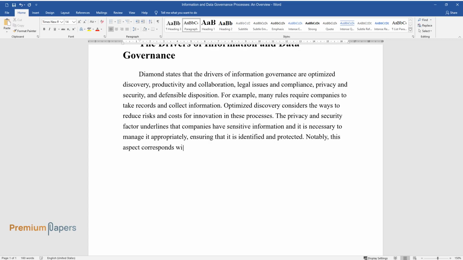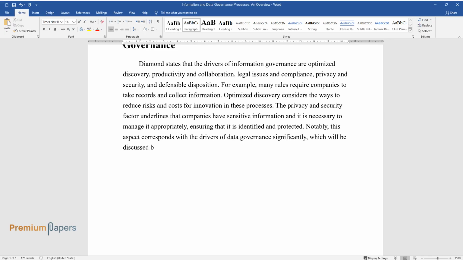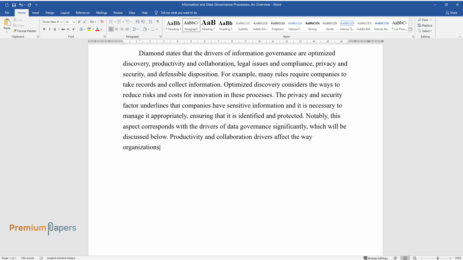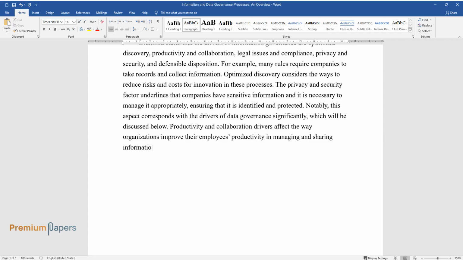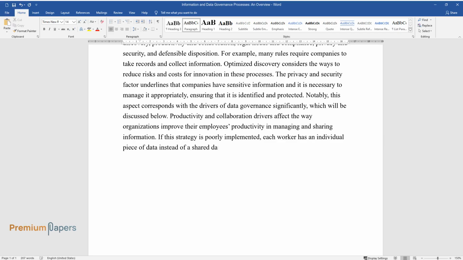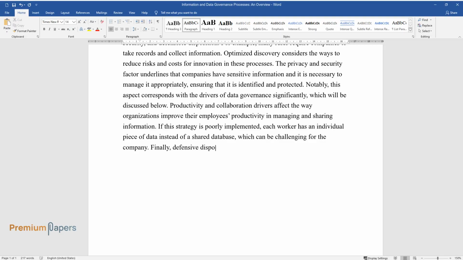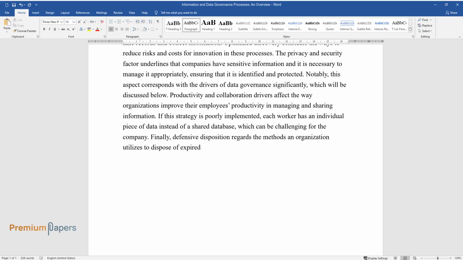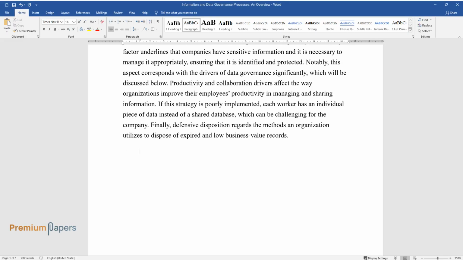Notably, this aspect corresponds with the drivers of data governance significantly, which will be discussed below. Productivity and collaboration drivers affect the way organizations improve their employees' productivity in managing and sharing information. If this strategy is poorly implemented, each worker has an individual piece of data instead of a shared database, which can be challenging for the company. Finally, defensible disposition regards the methods an organization utilizes to dispose of expired and low business value records.